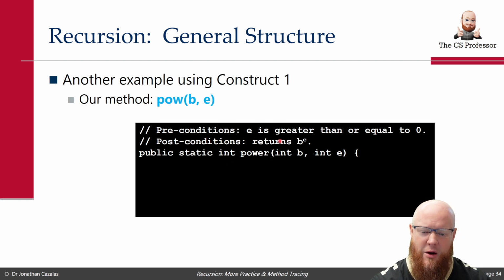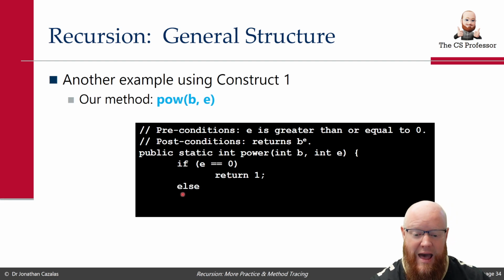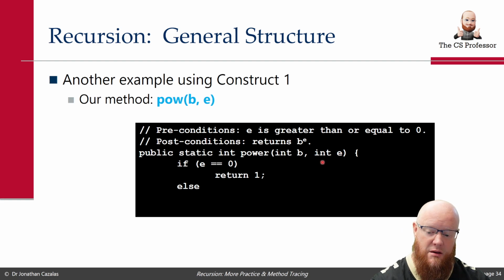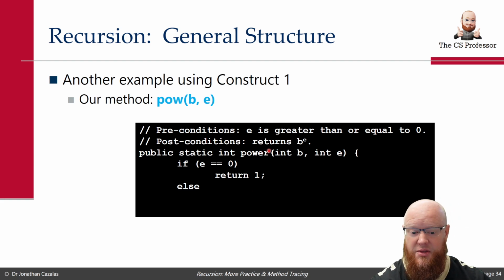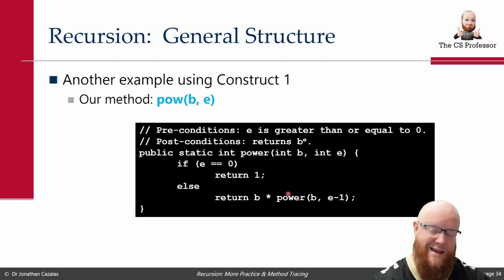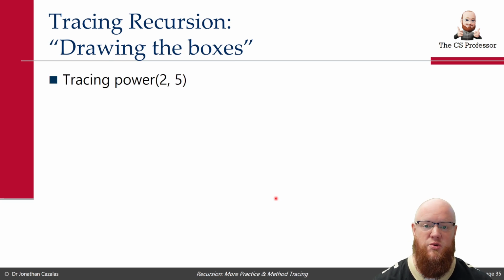So here's the power method of b to some exponent. If e is 0, return 1. Else, what is the power of some b to some e? We just said it's that method. It's b times the power of b to e minus 1. Well, that's it right there. Super gorgeous code, super straightforward.